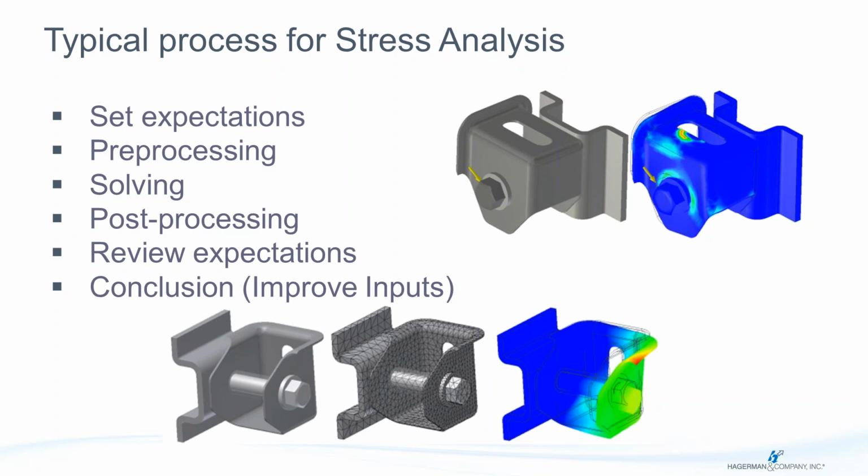The part is divided into smaller elements. The solver adds up the individual behaviors of each element, and it predicts the entire physical system by resolving a set of simultaneous algebraic equations. In the post-processing step, we display and evaluate the results. Post-processing is the study of the results of the solution and the improve inputs phase of the process.